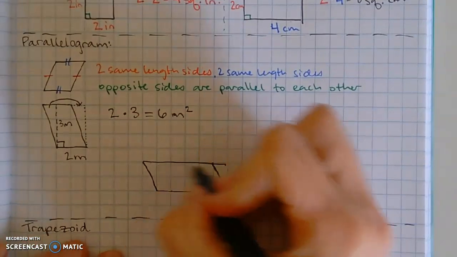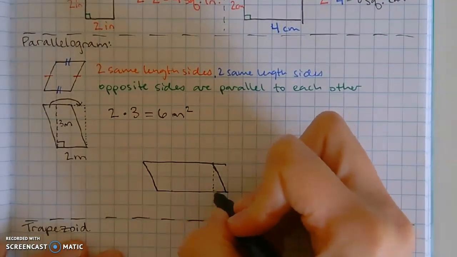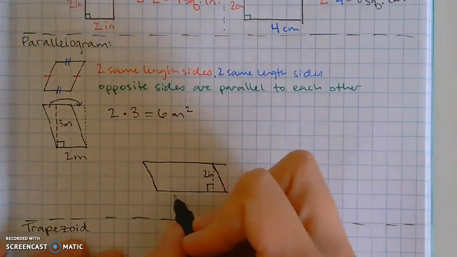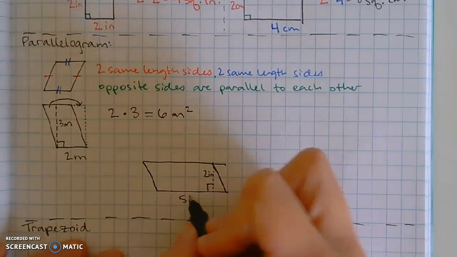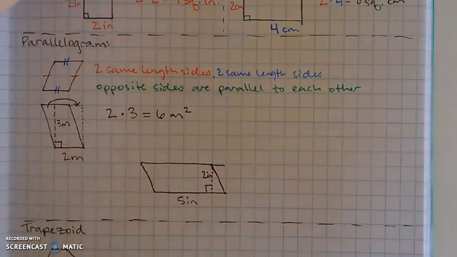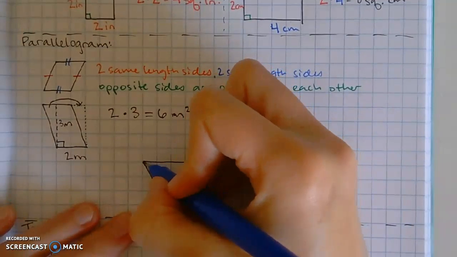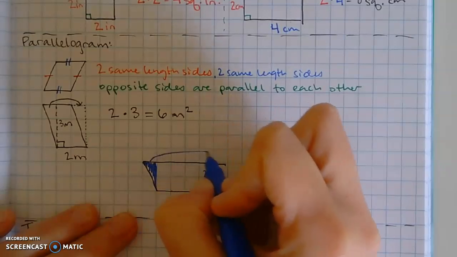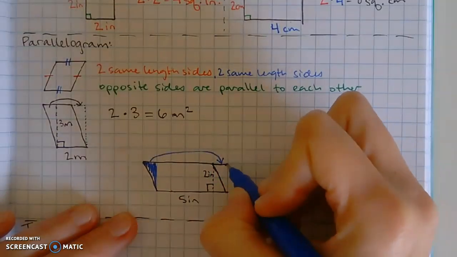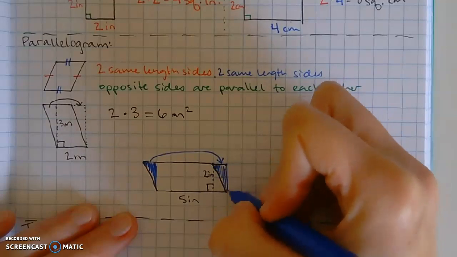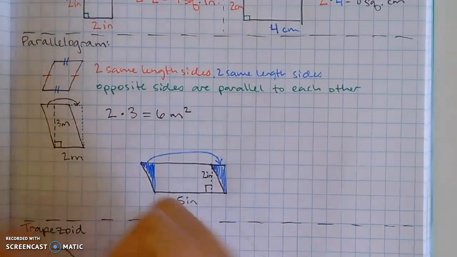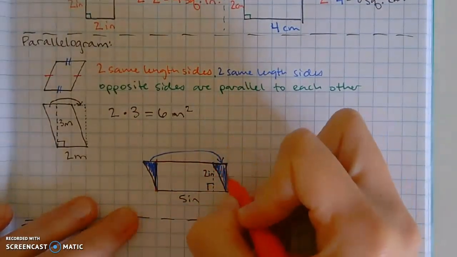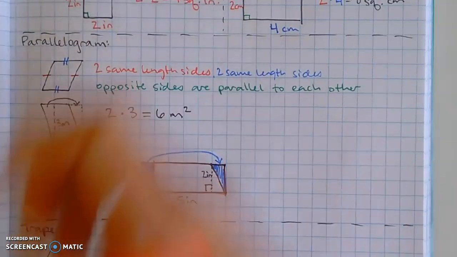So my height now is going to be 2 inches, and then I have 1, 2, 3, 4, 5 inches long. So I can take off, and maybe you want to use colors. I'm going to take this off, and I'm going to move this down here. And so now here is my rectangle, okay? So now I can see my complete rectangle right there. And I can do that math.